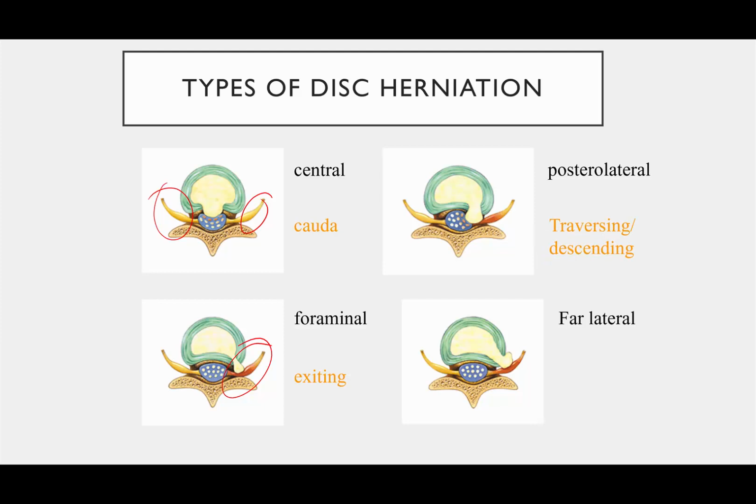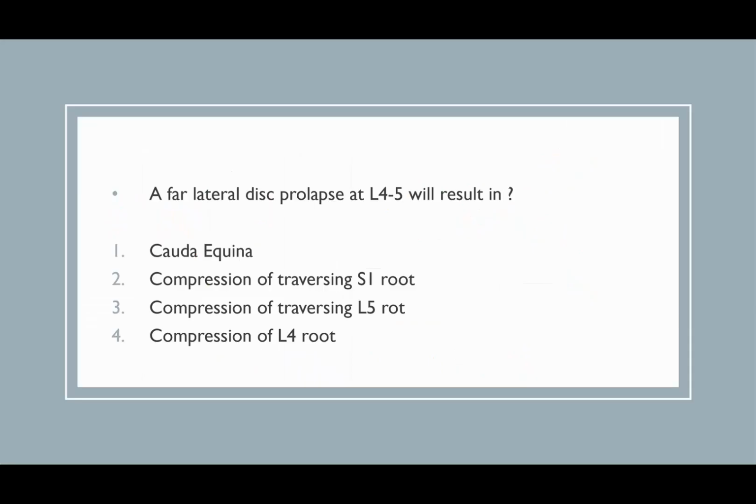Posterolateral, here you're going to get the traversing or descending nerve root, so like the next nerve root down. So if this is the L4-5 level, you're not going to get the L4 nerve root, you might get the L5 nerve root. And then far lateral disc herniation is going to get the exiting nerve root also, similar to foraminal disc herniation. So a far lateral disc prolapse or herniation at L4-L5 will result in compression of the exiting L4 nerve root. Remember, the L4 nerve root is what exits between L4 and L5.